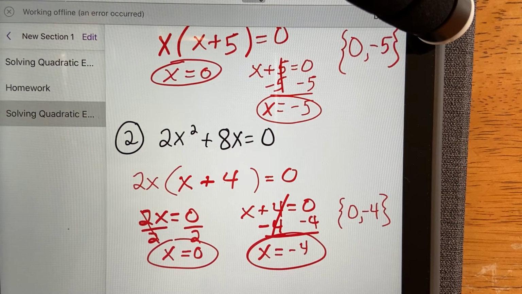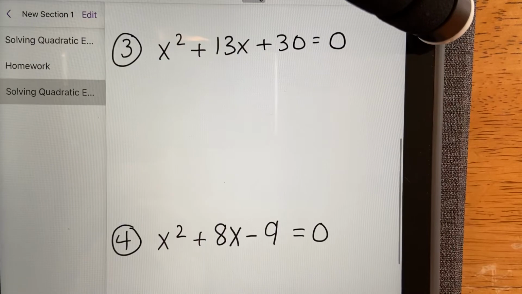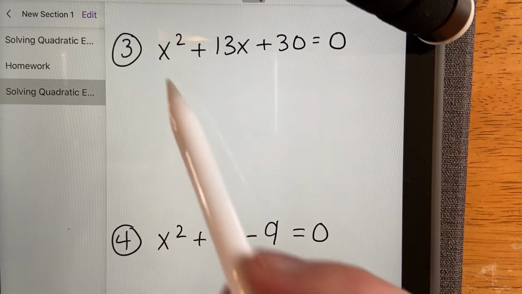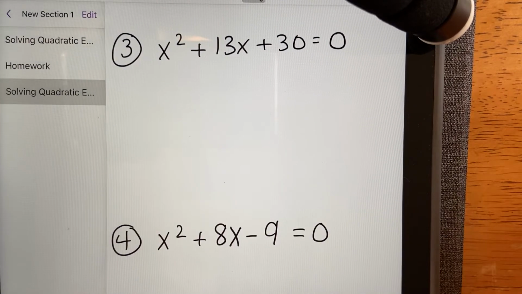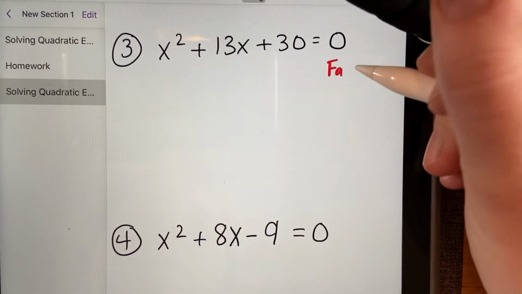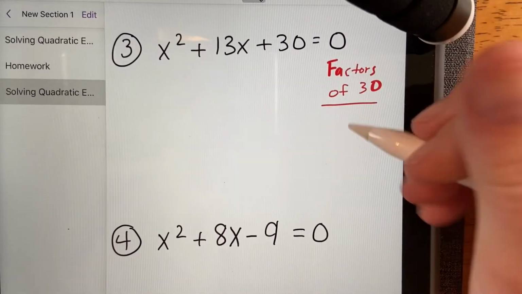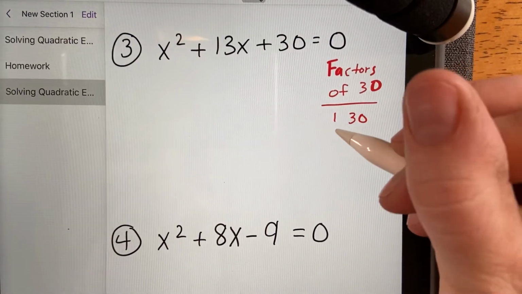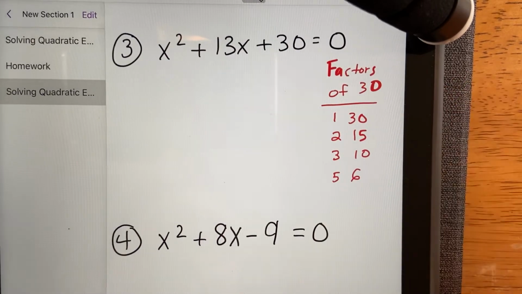Those first two examples were using the greatest common factor. The rest of the examples I have are what I call the guess and check method. So if I have x squared plus 13x plus 30, the first thing I'm going to do is write down all the factors of that last number, 30. I like to make a list. Factors of 30: 1 times 30, 2 times 15, 3 times 10, and 5 times 6. Factors are just the numbers that multiply to equal that number.